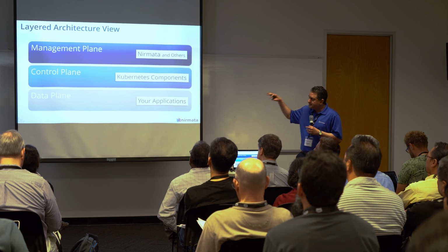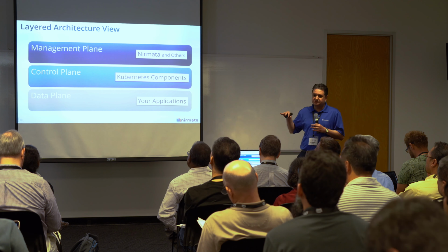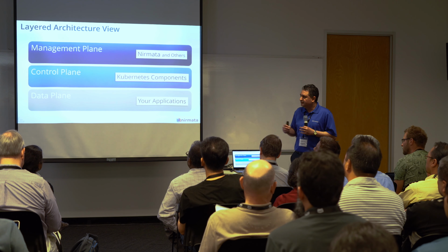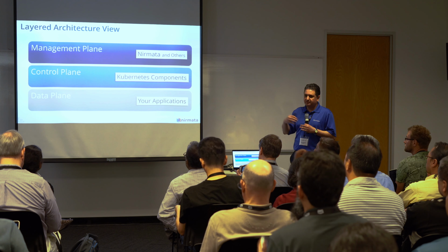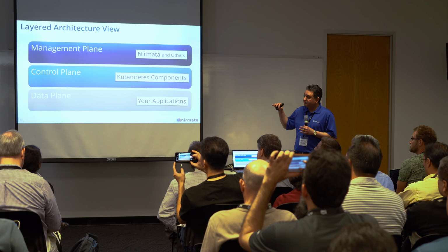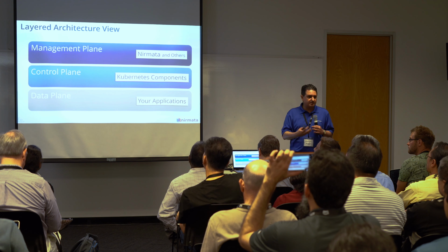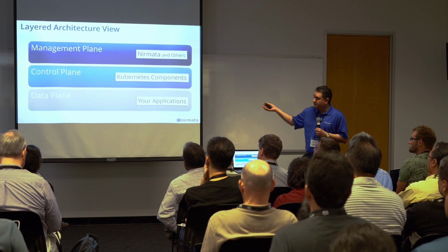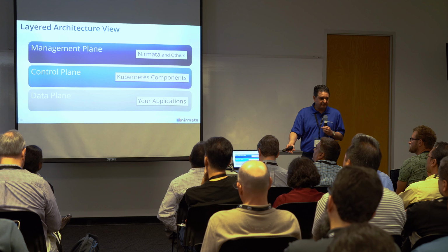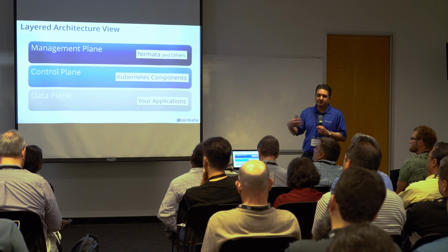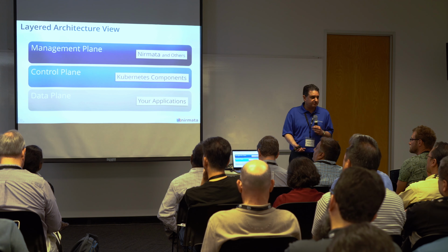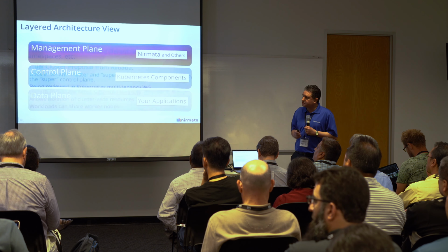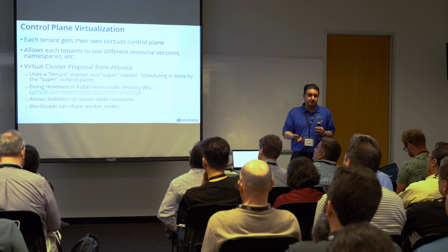If you think about this as a layered architecture, from an architecture point of view, it's nice to think of things in a layered view. You have your management plane, which is tools like Nirmata and some of our competitors, or you're using native kubectl and other tools. You have a control plane, which is Kubernetes itself. And then you have the data plane, which roughly translates to where your applications are running, where your data and your workloads are, right? So the first way of virtualizing Kubernetes is control plane virtualization.